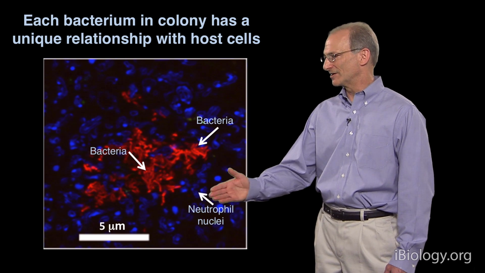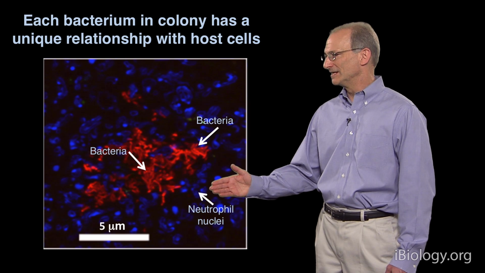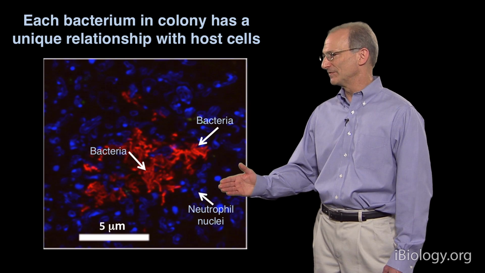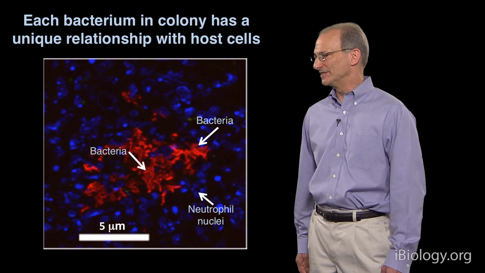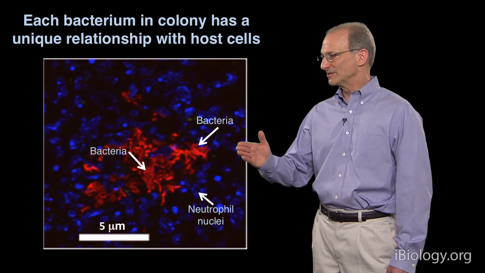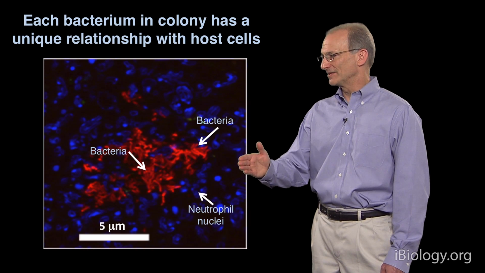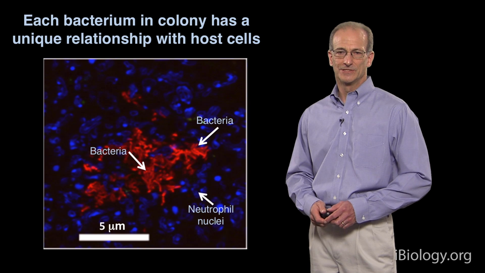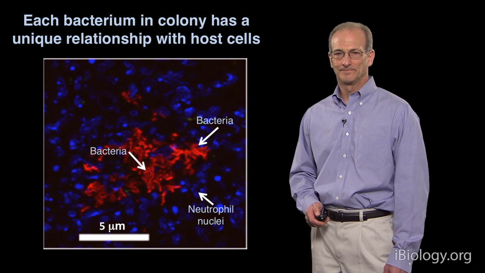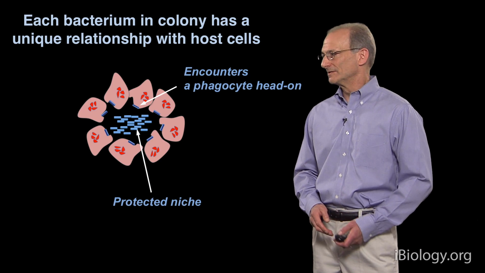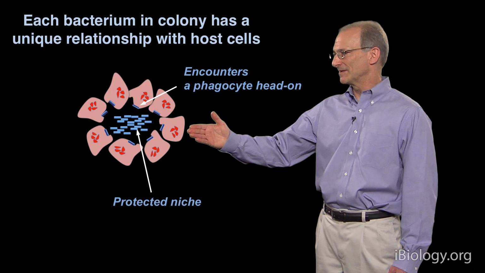And the neutrophils are displayed here in blue. They're displayed here in blue because we've stained their nuclei with a DNA stain. All right, so now the question is, what is it about these bacteria in these different environments? Do they behave differently? So when we look at this, there's clearly something going on.